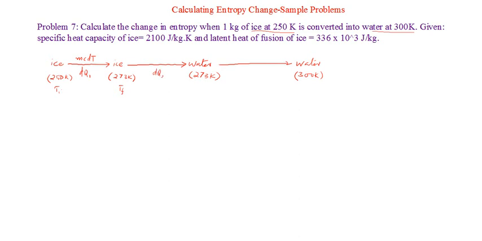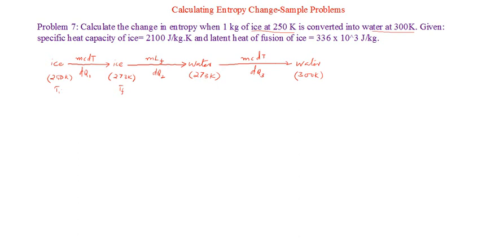The heat required is dq2, but it involves a phase transition, so that will be equal to mass into latent heat of fusion, m L_F, because ice turns into water. Then again water goes to a higher temperature, so temperature changes are involved, Ti to Tf. The heat required is dq3, which will again be equal to m c dT, where dT is equal to 300 minus 273. So this is the strategy.